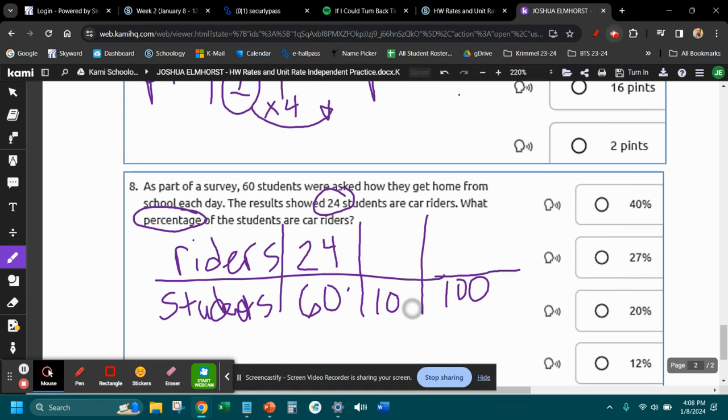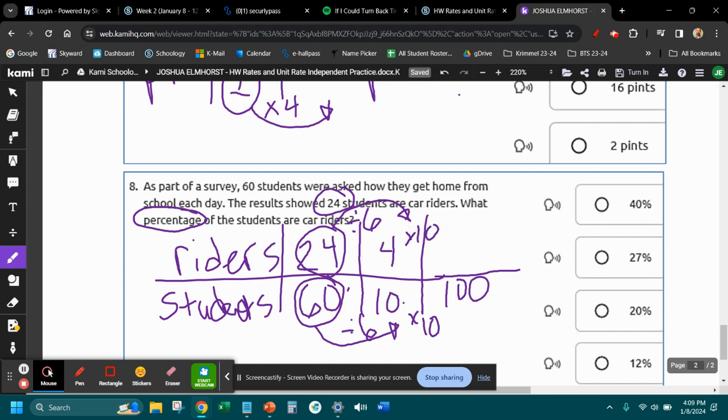By what factor could we simplify 60 to get us to 10? Divide by 6. So we simplify first, divide both of these by 6. We can get an equivalent fraction. 24 divided by 6 is 4. And now, do we have a factor that works with 100? What do you multiply 10 by to get 100?